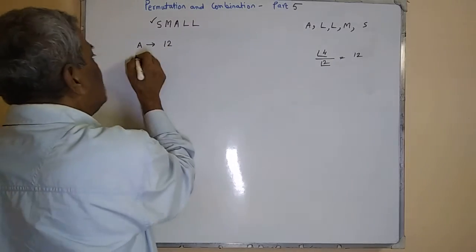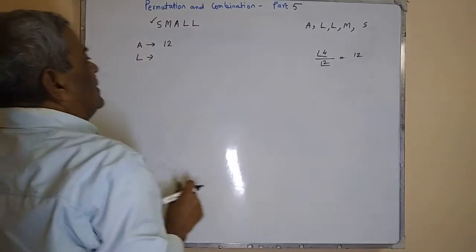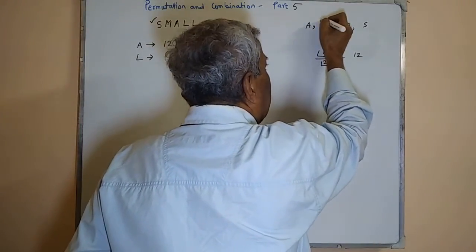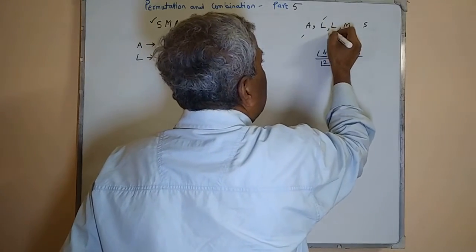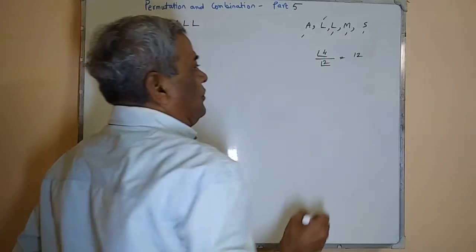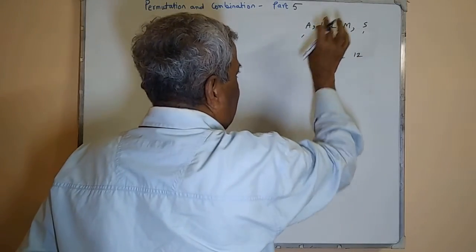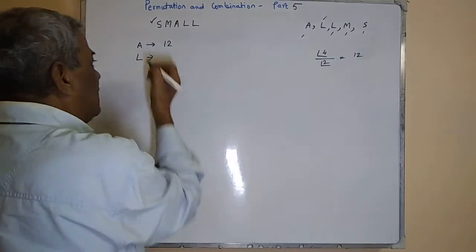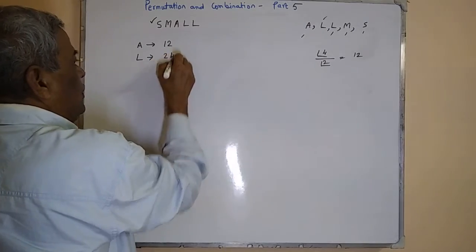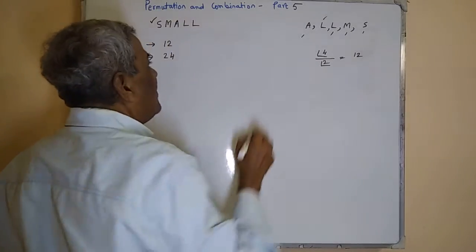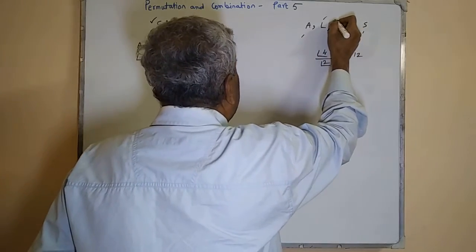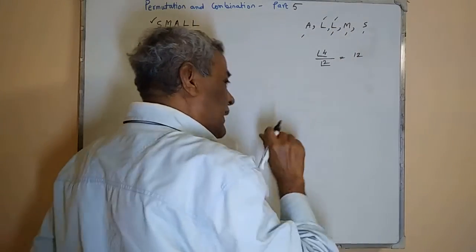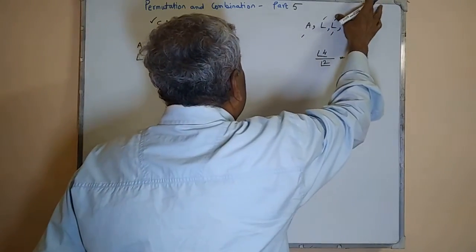Similarly, next one is L. Starting with L, the number of words: after L, there are 4 letters and they can be arranged in factorial 4, that is 24 ways. If next we take the other L, starting with this L and that L are exactly identical, so no need of considering that.